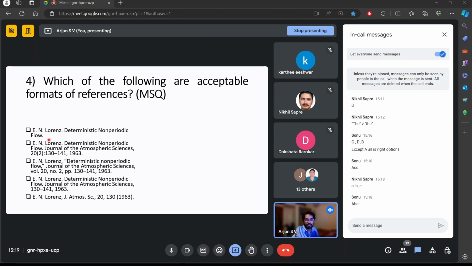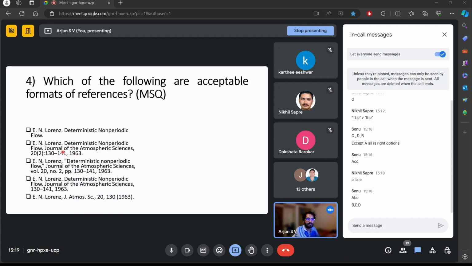Nothing is there. So it's not a correct option. Name, title of the article, journal of the article, volume number, issue number, page number, and then year. So all the necessary details are there. So this is a valid way of referencing a paper.